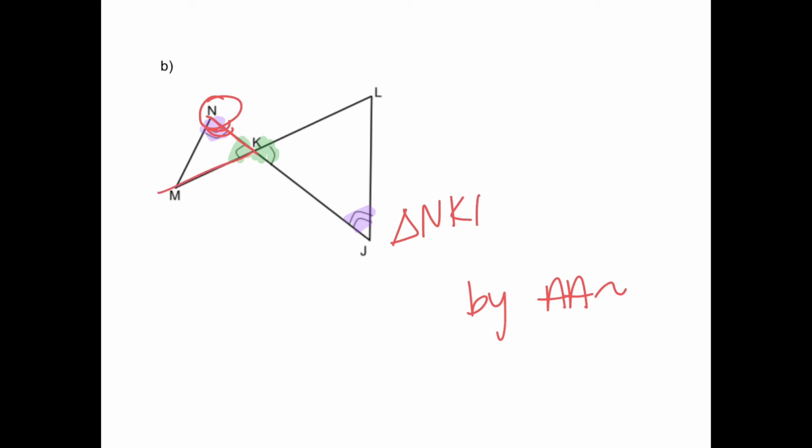So NKM is similar to triangle, and I pointed this out because it matters now how we go in order for this triangle. So I started at the 2 and I went to the K, which was 1. So with this triangle on the right, I have to start at J and then go into K. So triangle JKL would be my last vertex for naming it. So triangle NKM is similar to triangle JKL by angle-angle similarity.